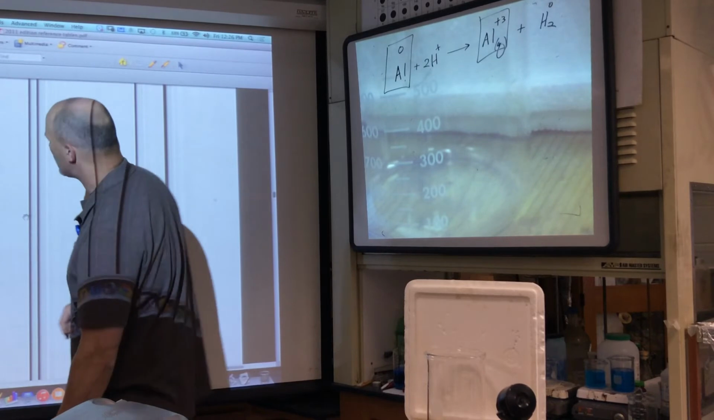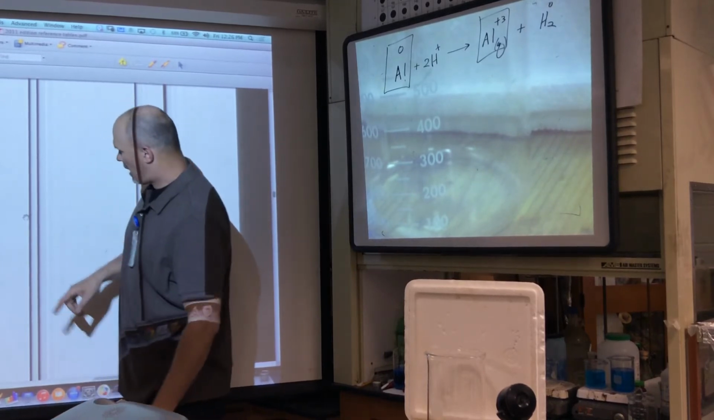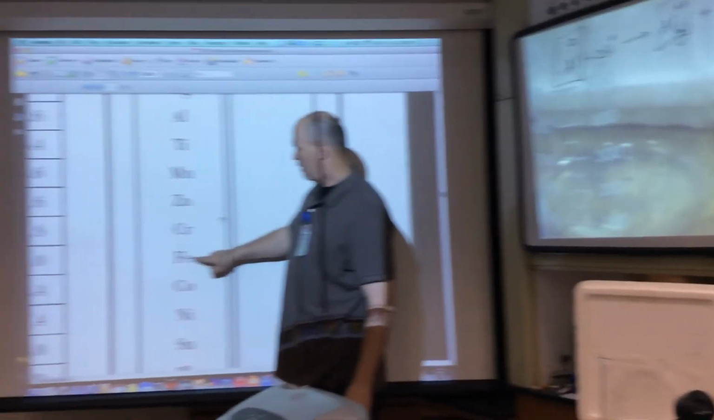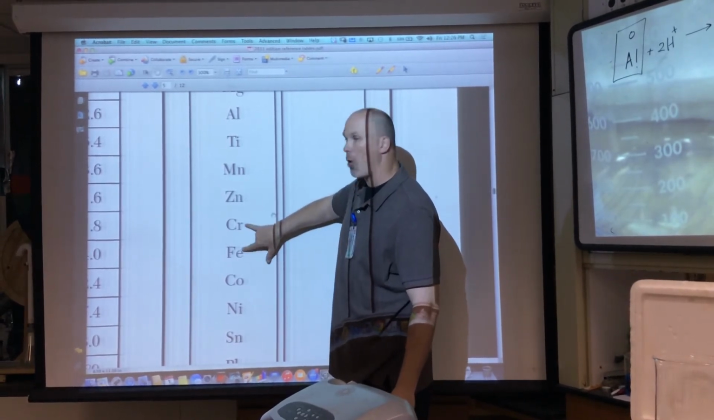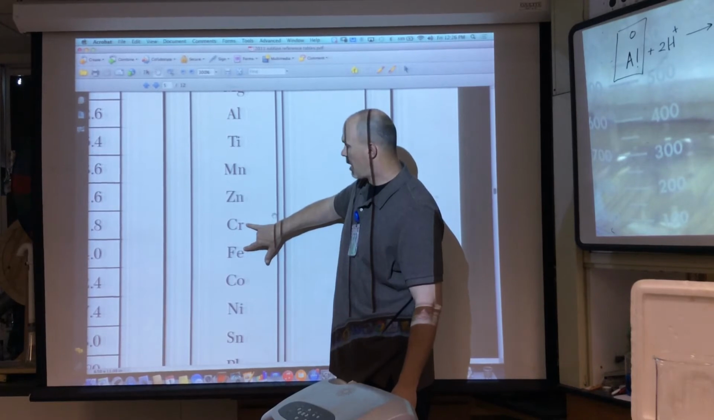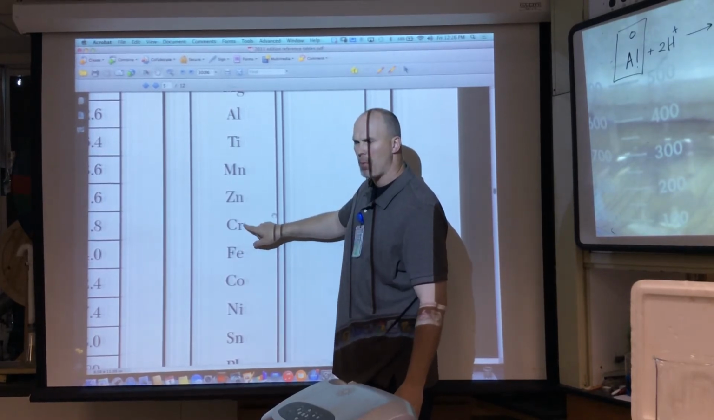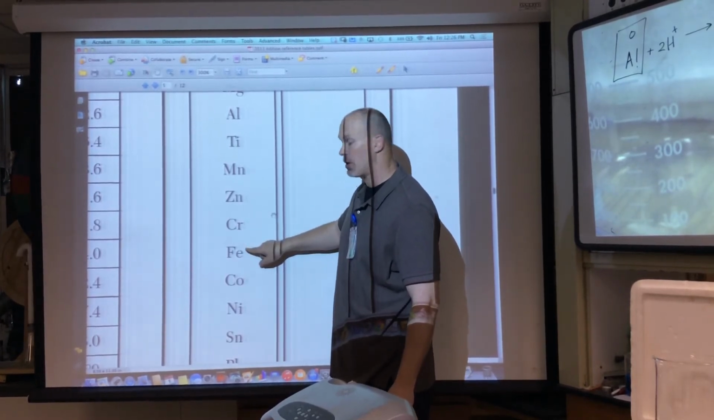Where would stainless steel go? That's a good question. Stainless steel, see how bad iron is? Iron's not very good, so what they do is they add chromium to it. Chromium is only a little bit better, that's true. But what chromium does, it's a great question.